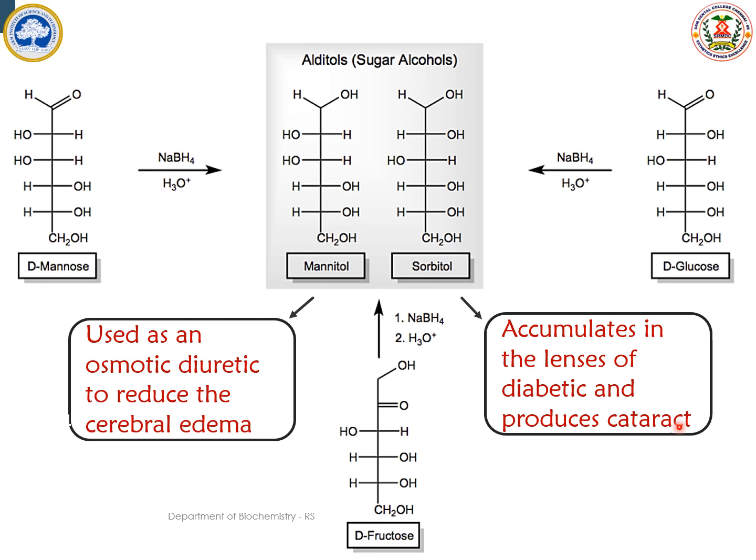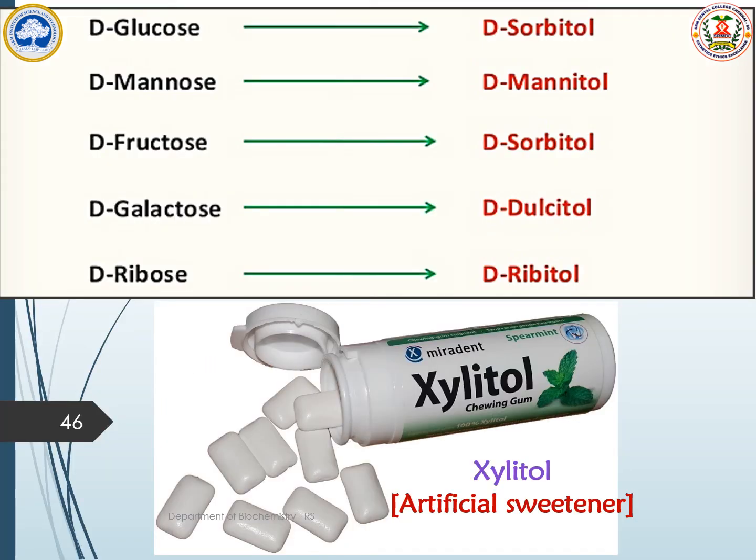Similarly, the mannose undergoes reduction reaction to form mannitol. The mannitol is used as an osmotic diuretic which enables the elimination of water from the body to reduce the condition called cerebral edema. So the glucose and the fructose can get reduced to form sorbitol. Mannose can be reduced to form mannitol. Galactose gets reduced to form dulcitol, and ribose gets reduced to form ribitol. Xylitol is a synthetically produced sugar alcohol which is used as an artificial sweetener in chewing gum.